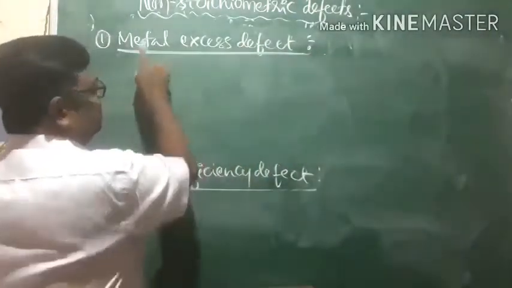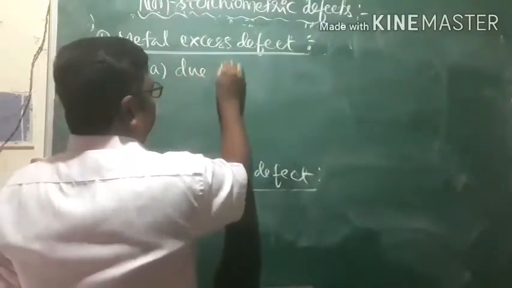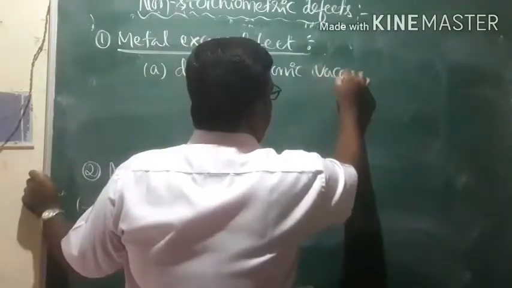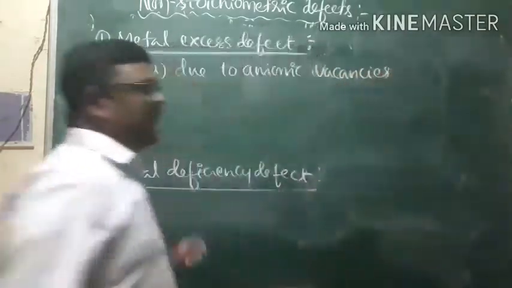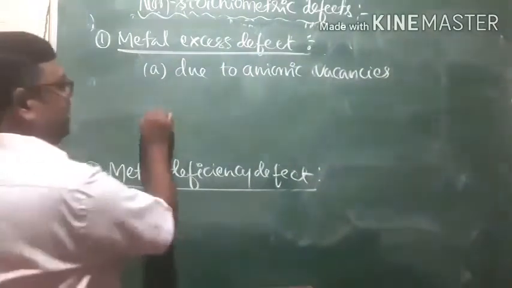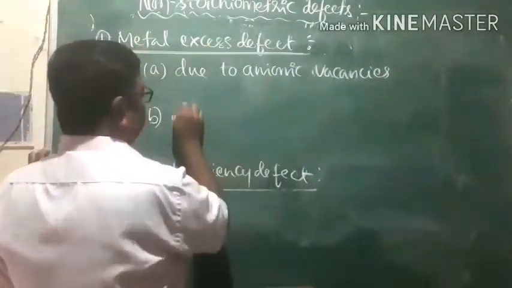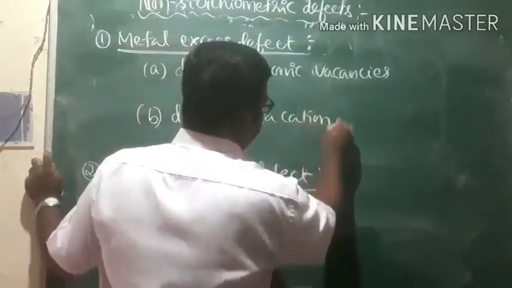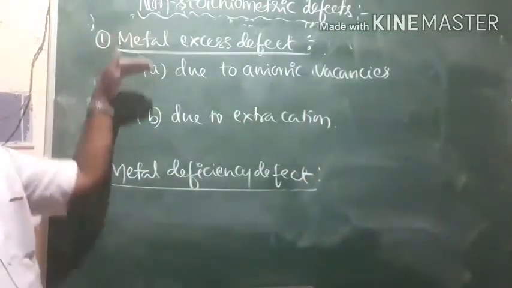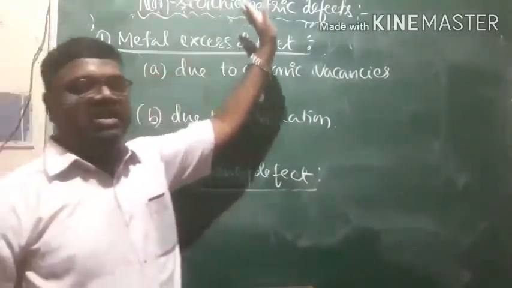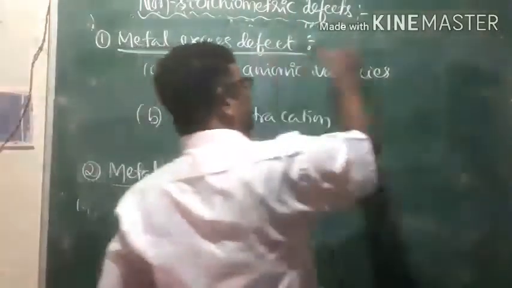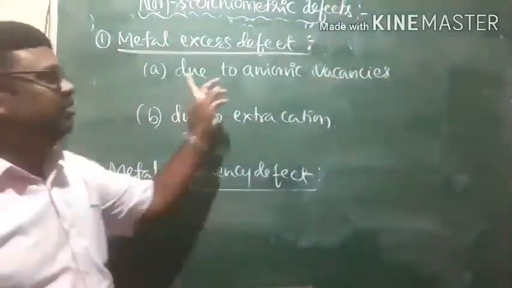And this metal excess defect can be brought about in two ways. One: metal excess defect due to anionic vacancies. Second: metal excess defect due to extra cation. You should pay a little attention here, okay? What we do here is increase the number of metal ions in an ionic crystal. How do you increase the number of metal ions? By decreasing the number of negative ions, that is, by decreasing the number of anions.